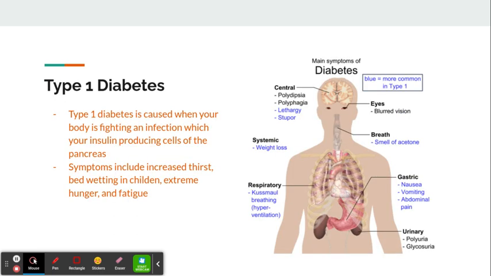Type 1 diabetes. Type 1 diabetes is caused when your body is fighting an infection in which the insulin producing cells of the pancreas are being attacked. Symptoms include increased thirst, bedwetting in children who don't usually bedwet, extreme hunger, and fatigue. Here's some more symptoms that we have: weight loss, hyperventilation, breath smells of acetone, nausea, vomiting, abdominal pain.